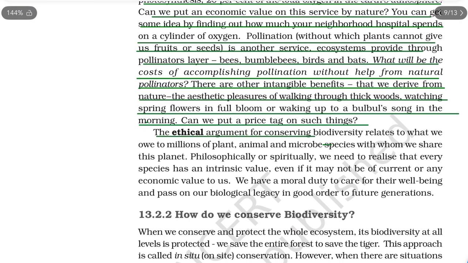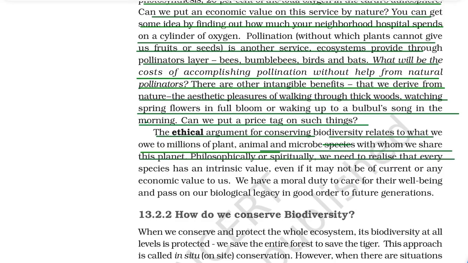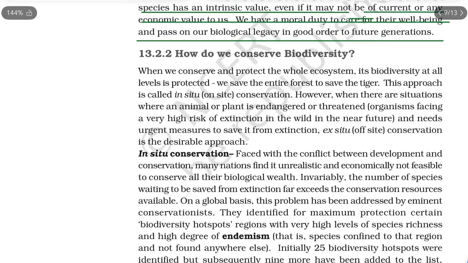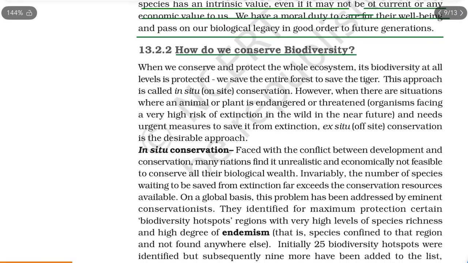The ethical argument for conserving biodiversity relates to what we owe to the many millions of plant, animal, and microbe species with whom we share this planet. Philosophically or spiritually, we need to realize that every species has an intrinsic value, even if it may not be of current economic value to us. We have a moral duty to care for their well-being and pass on our biological legacy in good order to future generations. How do we conserve biodiversity?